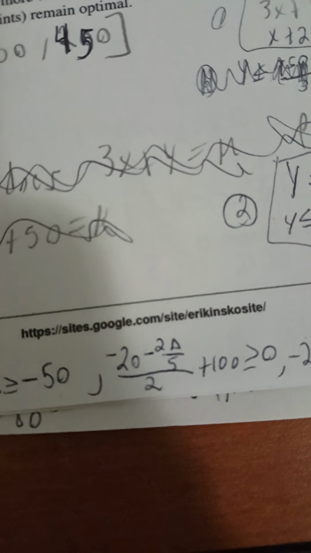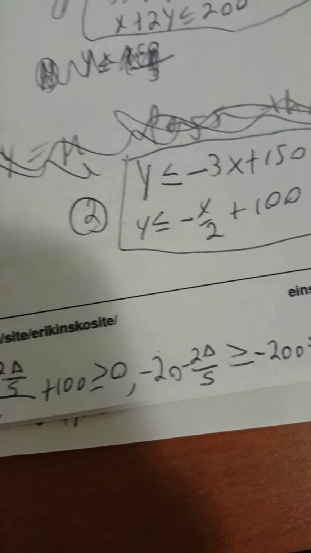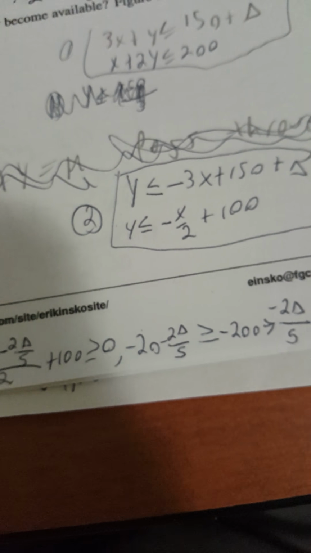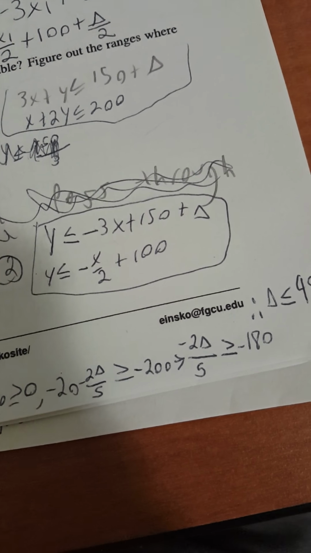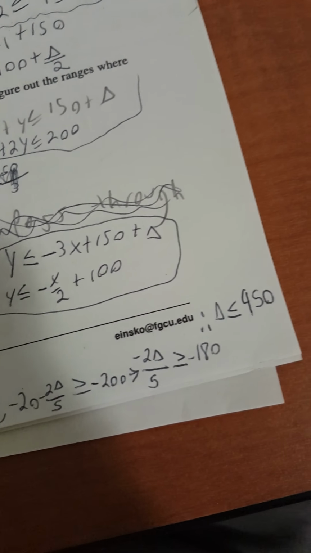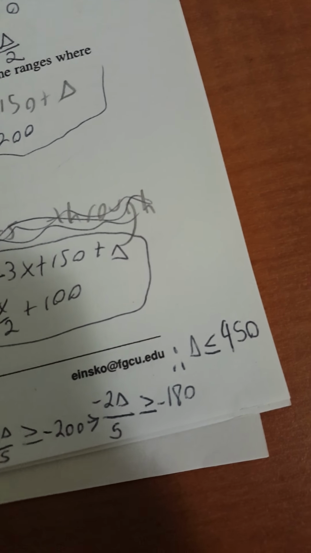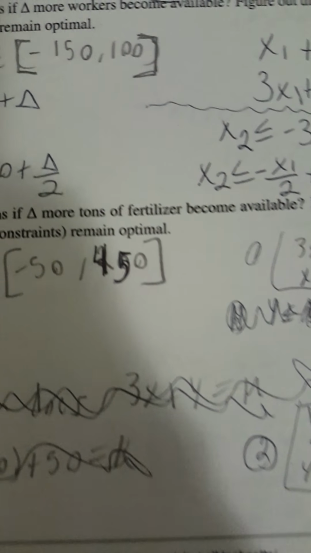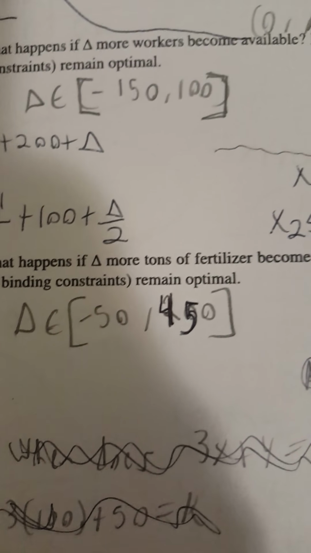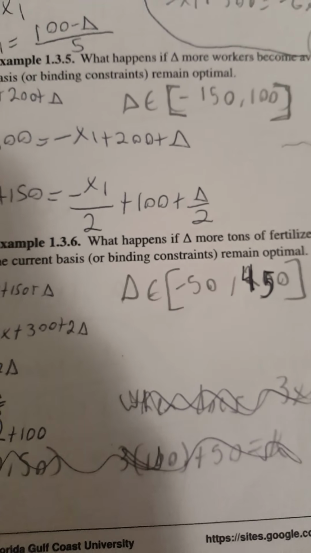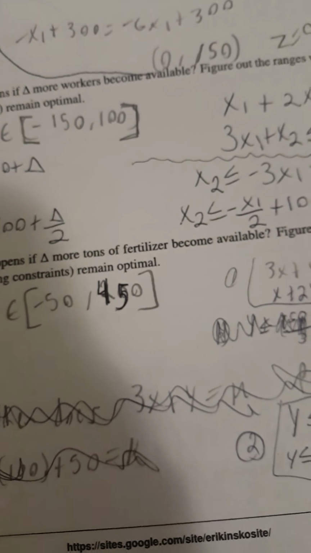And then there's that mess. So what I did in my head was I just subtracted 100 and then multiplied by 2 at the same time. So it's negative 20 minus 2 delta over 5 greater than or equal to negative 200. And then you can add 20. You get negative 2 delta over 5 greater than or equal to negative 180. And then we just multiply by 5 and divide by negative 2 to get delta less than or equal to 450. And yeah, delta is in the range of negative 50 to 450. I repeat, delta is in the range of negative 50 to 450. That is where it's allowed to be.